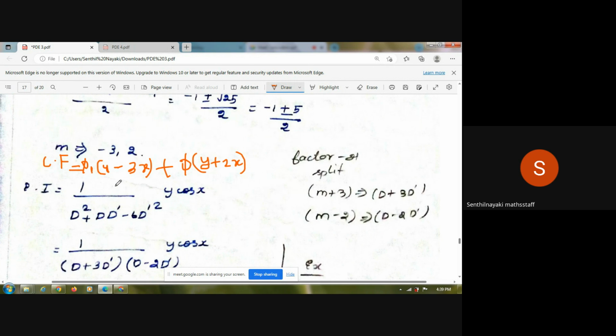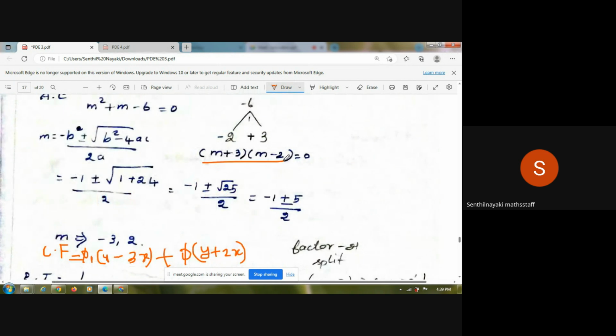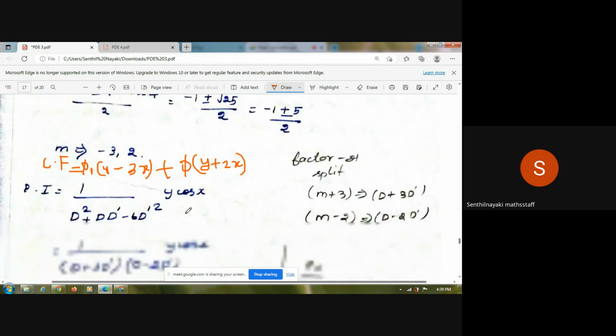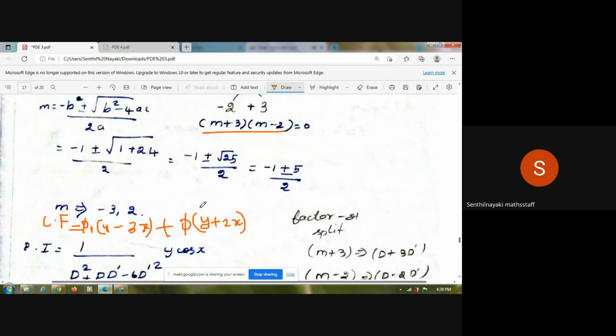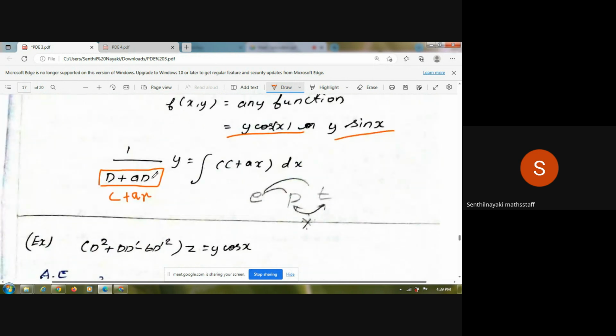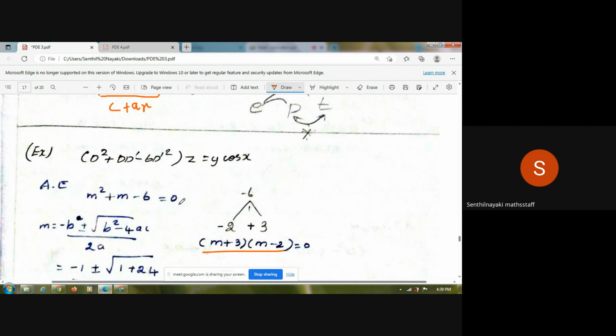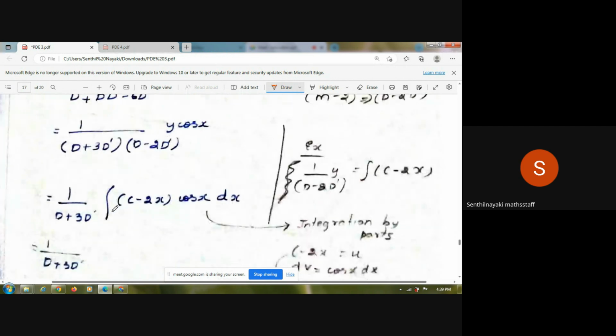So the first one is d plus 3d dash, second one is d minus 2d dash. So d plus 3d dash into d minus 2d dash into y cos x. So already we know the formula: 1 by d plus a d dash into y means integral of c plus ax into dx. So we will find the particular integral for the first factor and then the second. Let us consider the first factor is 1 by d minus 2d dash.